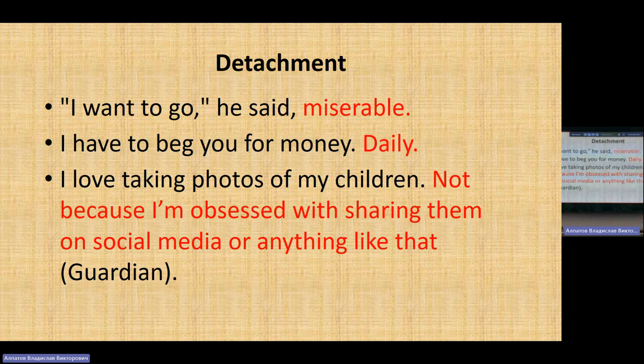For example, in this example from The Guardian, I love taking photos of my children, full stop. Not because I'm obsessed with sharing them on social media or anything like that, right? This is a clause which we detach, we start with because, to imitate colloquial speech. And this brings the author closer to the reader, right? If you divide your sentence, it is easier to understand, it's easier to grasp the information, right? And in this case, it imitates this colloquial style.